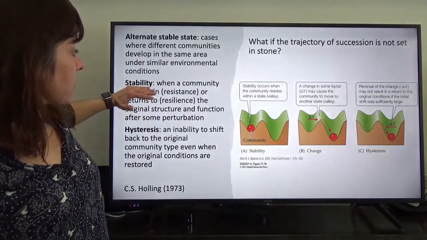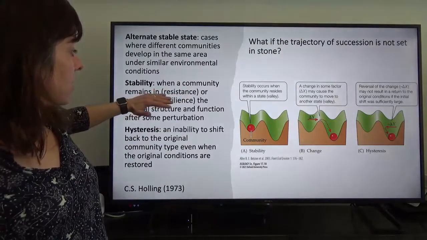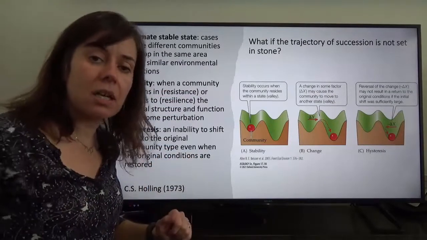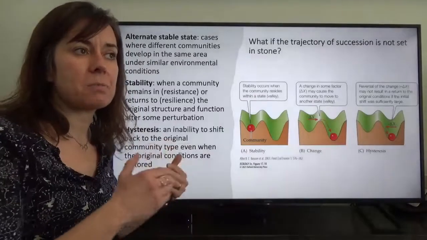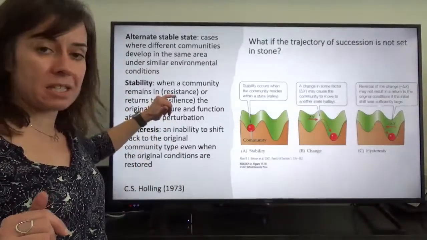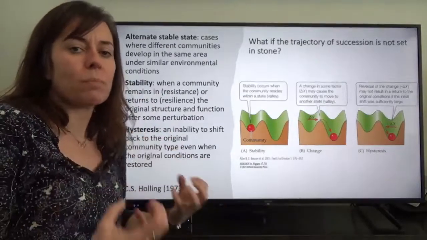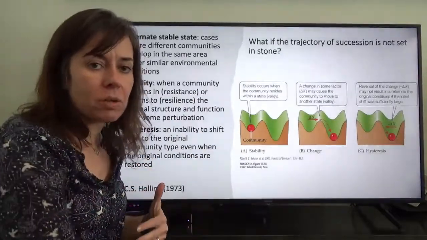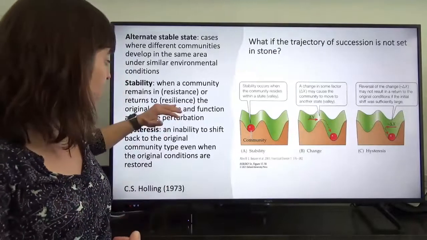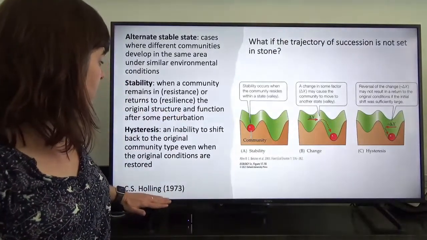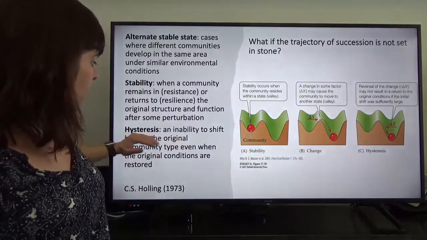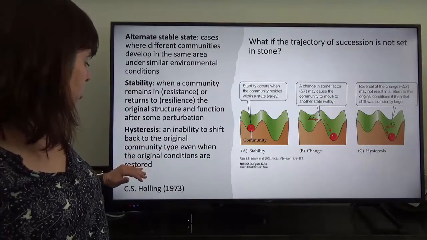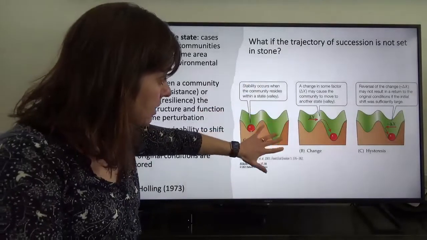An important term here is the idea of stability. So this is when a community remains in or returns to the original structure and function after some perturbation. So you have a disturbance that hits the system, and that system is either able to stay in its current state, which we refer to as resistance, it's able to absorb that perturbation and not change, or it's able to absorb that perturbation, respond to it, and recover to its original state. And we refer to this as resilience, and this is the term that Buzz Holling coined. Then finally, hysteresis is an inability to shift back to the original community type even when the original conditions are restored. Okay, so that's what this diagram shows us.